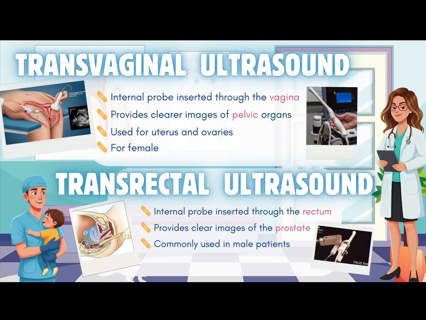Next is transvaginal ultrasound. This type uses an internal probe inserted through the vagina. Because the probe is closer to the pelvic organs, it provides clearer and more detailed images. It is commonly used to examine the uterus, ovaries, and early stages of pregnancy.